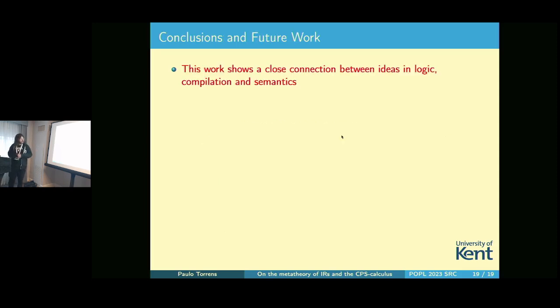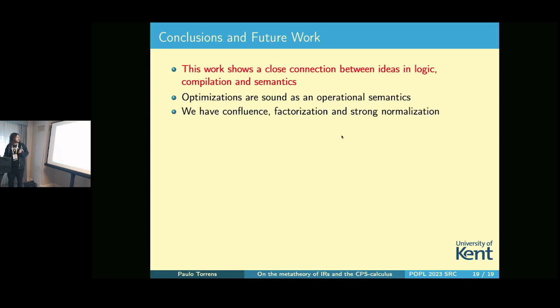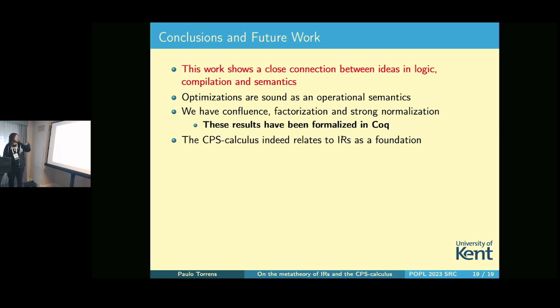So to conclude my work here, by doing this work that was mostly exploratory, I found close connections between several ideas in compilers, in logic itself, and in semantics of programming languages. I found out that using optimization rules is sound as an operational semantics for continuations. And we can have confluence, factorization, and strong normalization for that. All these results, I must mention, were formalized in Coq. I have 16,000 lines of Coq. This is on GitHub. Anyone can verify if you want. And the CPS calculus indeed works as a foundation for IRs. So, for example, I can use the CPS calculus to prove optimizations correct, and these proofs transfer to compiler representations.